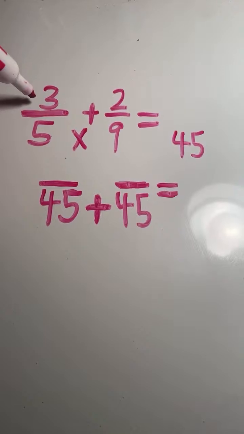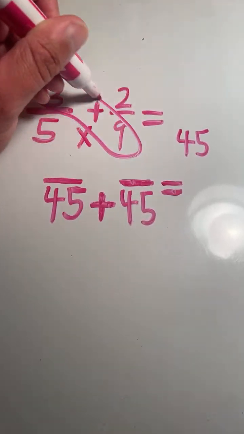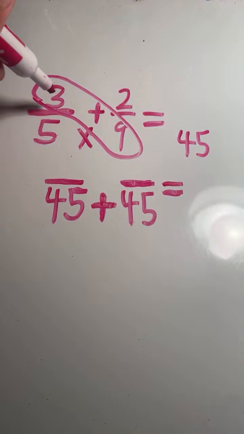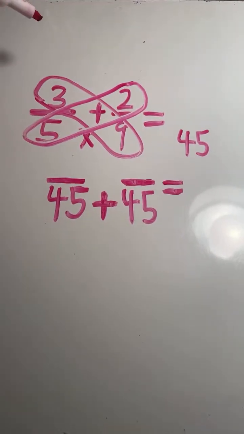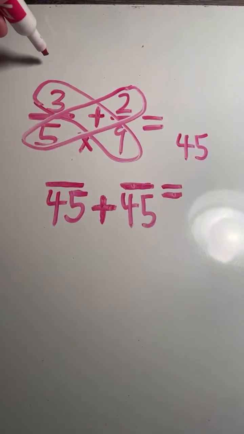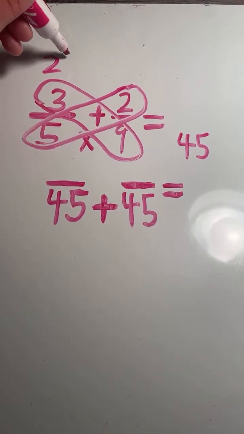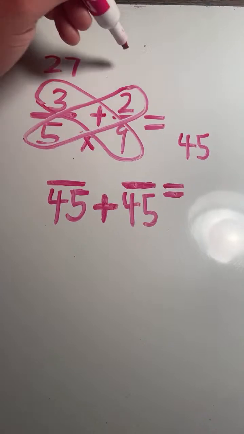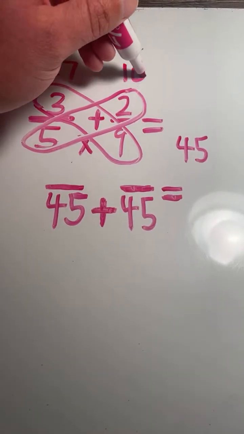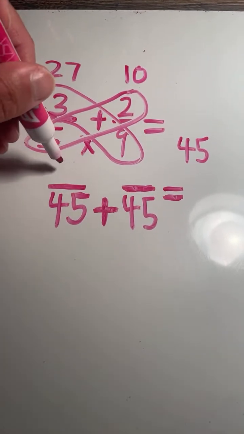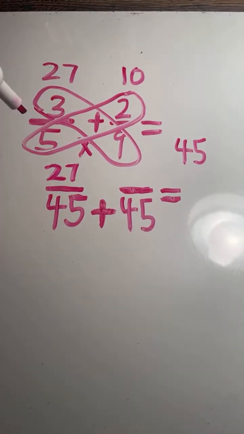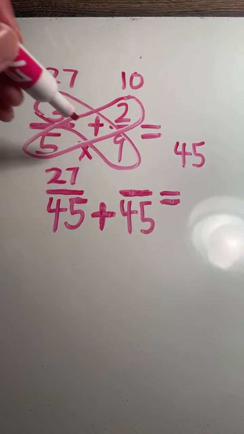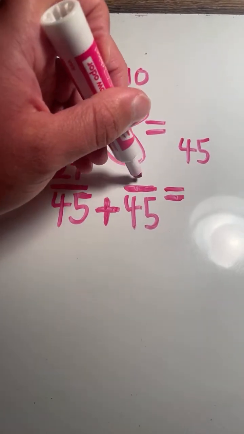All right. So we have to multiply the 3 in 3/5 times 9. We have to multiply the 2 in 2/9 times 5. 3 times 9 equals 27. 2 times 5 equals 10. So the 3/5 has been converted to 27/45. The 2/9 has been converted to 10/45.